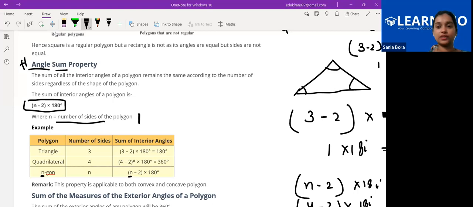So quickly, within 1 minute, write it down, then we will do one. Ma'am, which one do we want to write? The entire definition, the angle sum property, this one. Okay.